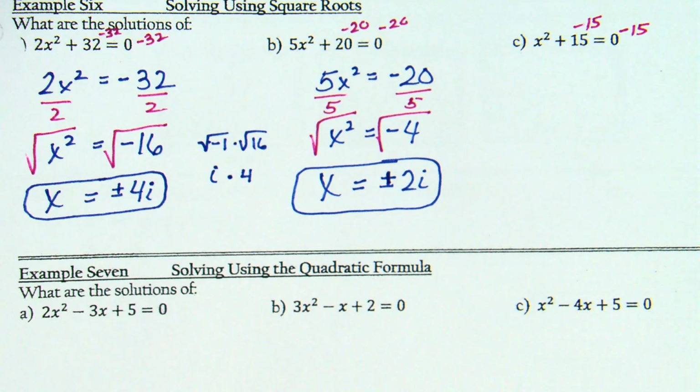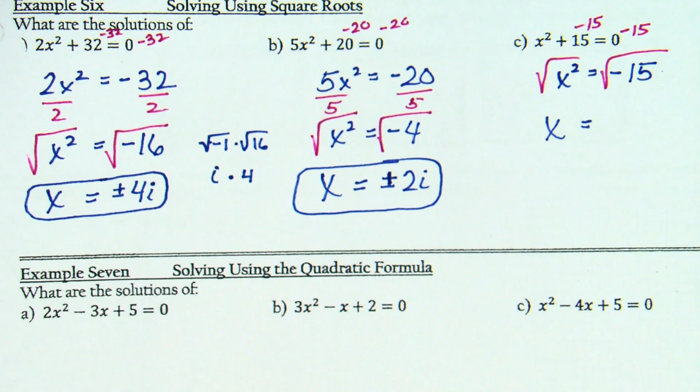How do you solve once you have it as x squared equals? We're going to take the square root. Square root of x squared is x. Square root of negative 15. Square root of 15i. Depends how you write that. Okay, so plus or minus square root of 15, and i.